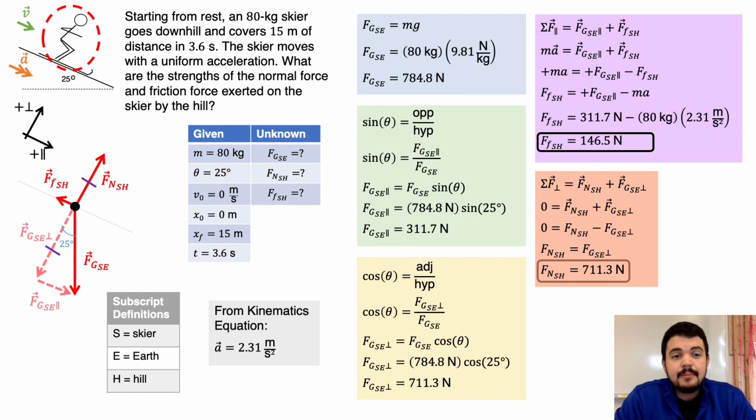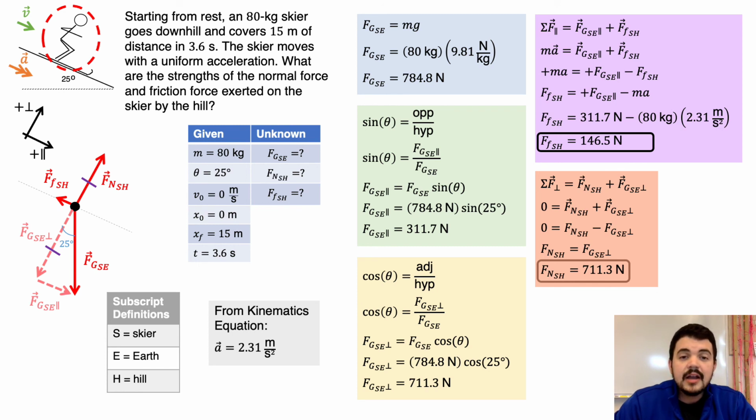We'll do a quick recap here on what we did. We identified our system, we drew velocity and acceleration arrows, we drew in a force diagram for this skier, we drew in the sign conventions for the parallel and perpendicular directions. We broke up our gravitational force into components, and that was what's on the left there. We then computed the gravity force and its components using our gravity force law and some right triangle trigonometry.